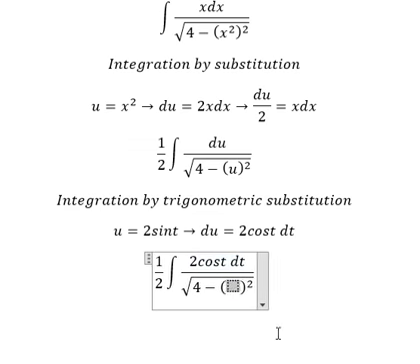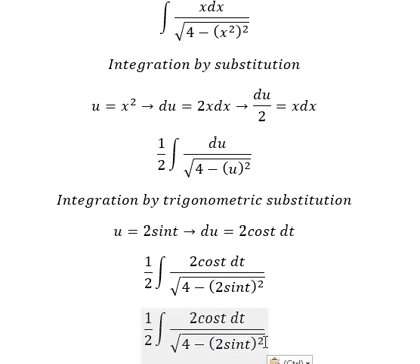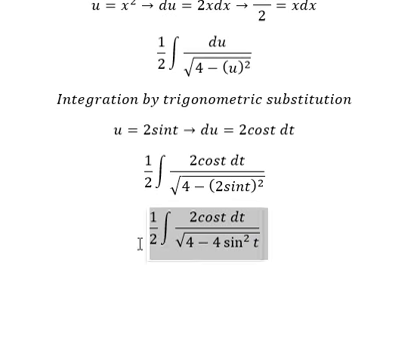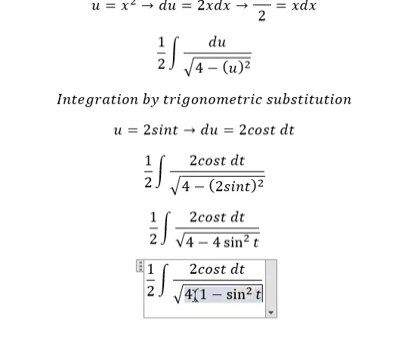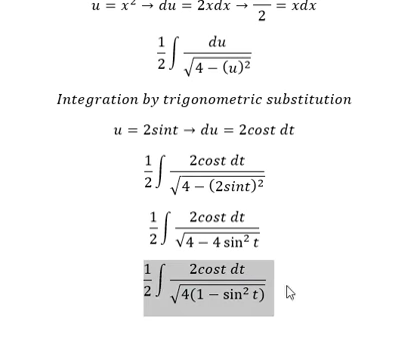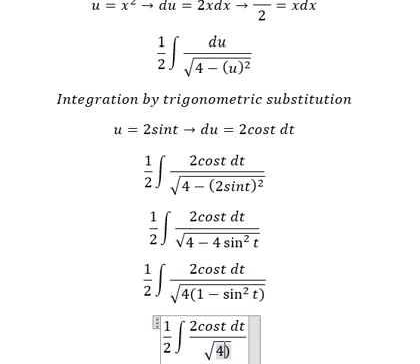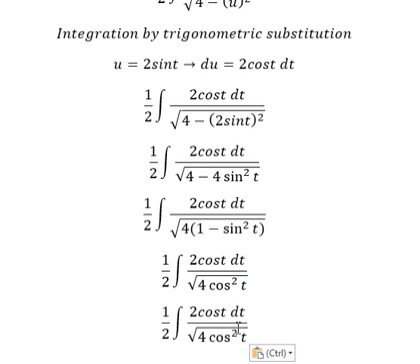About u, that's 2 sine t. So we will have 4 sine t squared. Number 4, we can do factorization. One minus sine t squared, that's cosine t squared. The square root of 4 cosine t squared, that's 2 cosine t.